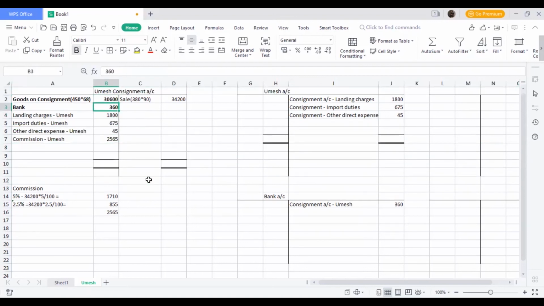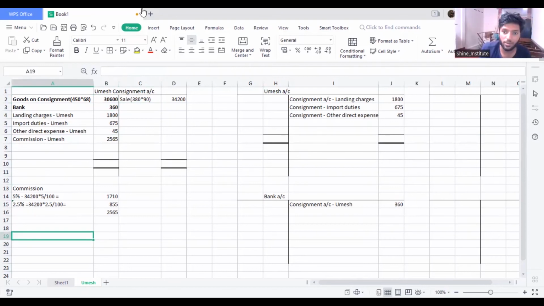Now we have already calculated Umesh consignment account. What do we need to calculate now? The profit of consignment. But I need to know that there were certain stocks available in the business that we have not sold, because on the consignment they have informed that out of 450 only 380 were sold. So how do we take this into our calculation? That is what we are going to look at now.